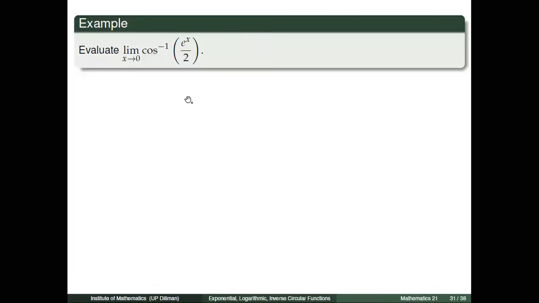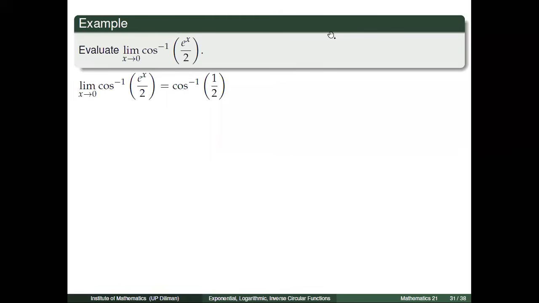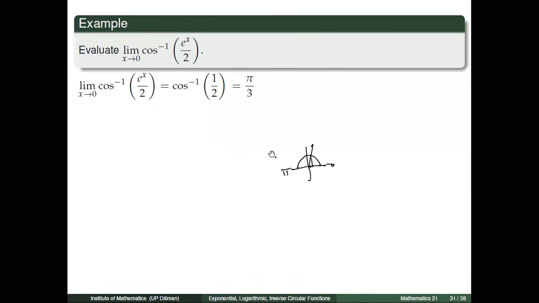The limit of inverse cosine of e to the x over 2 is just equal to the inverse cosine of e to the 0 over 2, or 1/2. And the inverse cosine of 1/2 is again the angle in 0 to pi whose cosine is equal to 1/2. So this must be in quadrant 1. X coordinate 1/2. So this angle must be pi over 3.